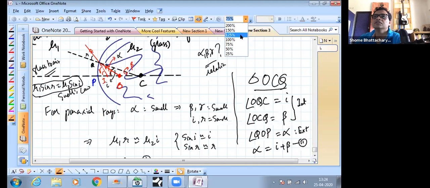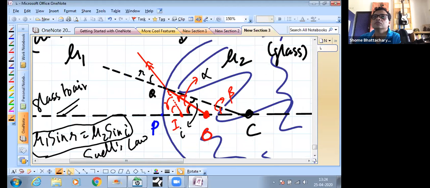So I'll just magnify this a little and again explain this to you. Now I am considering this triangle. Just follow my cursor. So OCQ, this triangle. Now in this triangle, you can see that this angle, the angle of OQ, which is the incident ray with respect to the normal CQ, is nothing but the angle of incidence, I. And this angle, the exterior angle, that is the angle that this incident ray is making with the principal axis, is defined as alpha. Of course, this angle is beta. So exterior angle alpha is equal to the sum of interior opposite angles, that is beta plus I.